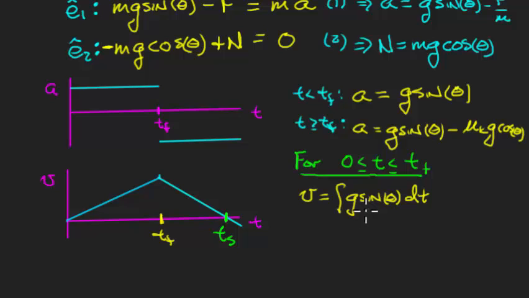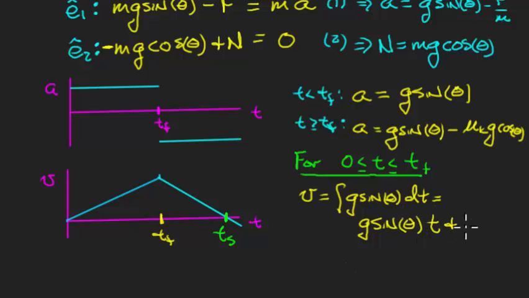What's that, right? The integral of sine is minus cosine, is that right? Be careful. I'm not integrating with respect to theta, I'm integrating with respect to t. There is no t in here, right? A is just a constant. A is just a constant for this first interval. So this integral is quite simple. It's just g times sine of theta times t.